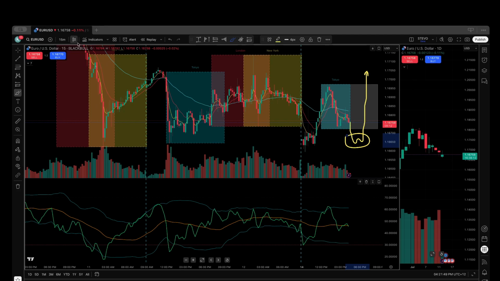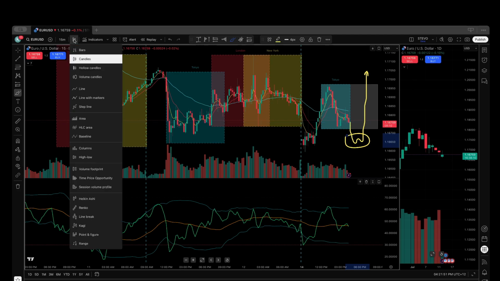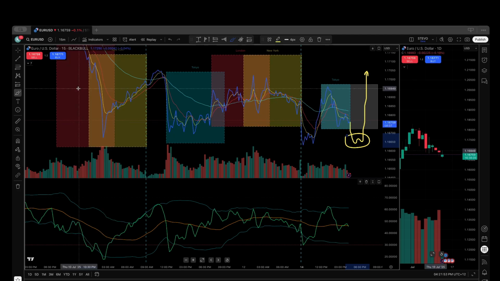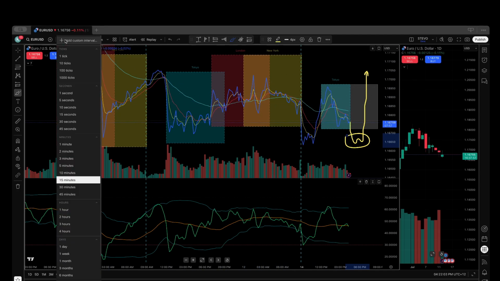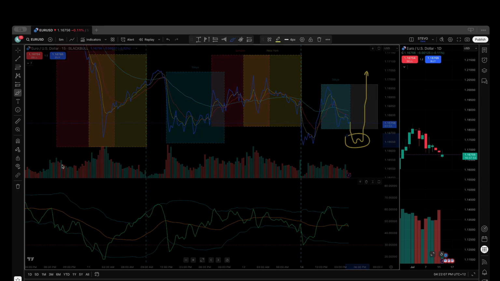Some things which can make it easier is to turn the candles into lines, and you'll see that, you know, these W patterns show up a little bit easier. Another thing to do is to reduce the time frame down to say 5 minutes, and you'll get much more of a sniper's view of the world, with sort of more resolution.